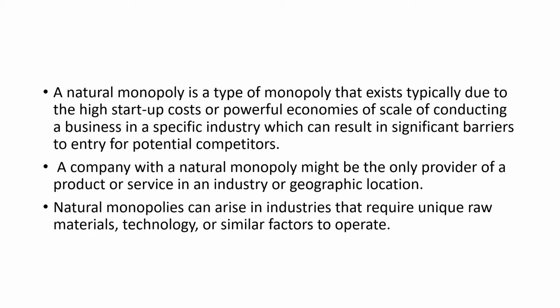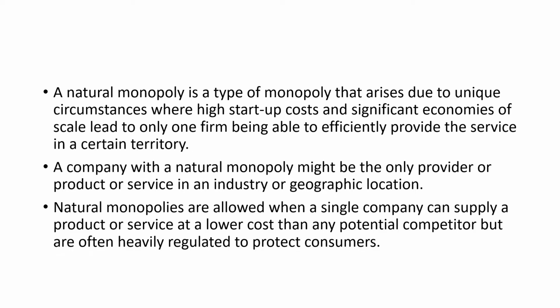So this would be arising as a result of procuring raw materials which are very much unique, procuring technology which are very much unique, and also due to high cost of production. So a company with a natural monopoly can be considered to be a single provider of a particular product or service, or this would be happening in some kind of geographical locations where you could procure raw materials with high cost. So this kind of monopoly arises as a result of various circumstances, as we have already explained, like high startup cost and significant economies of scale, which could be reaped only as a result of a single firm existing.